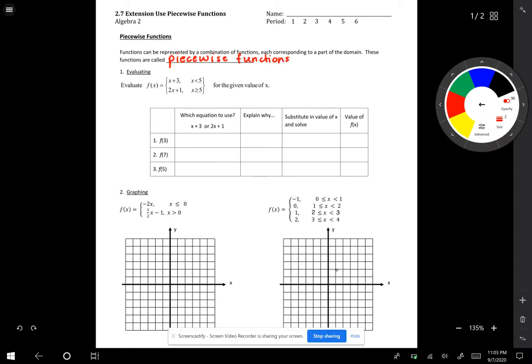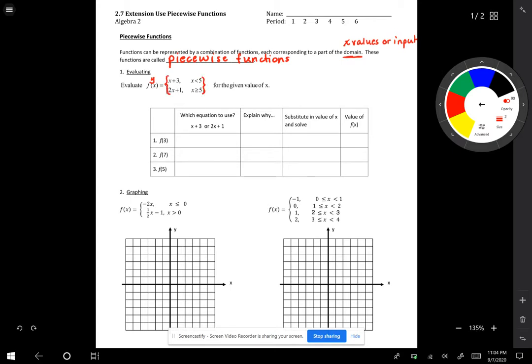And recall that domain is your x values, your input. Looking at this first example, you have a function. So remember, f of x is just y. So y is equal to x plus 3 if x is less than 5. But then y can equal 2x plus 1 when x is greater than or equal to 5 for the given value of x. So this particular function is defined by two pieces. And the two pieces are given in these braces.